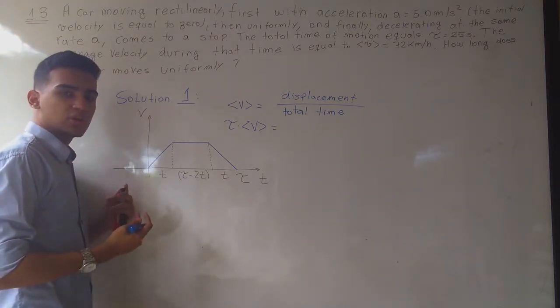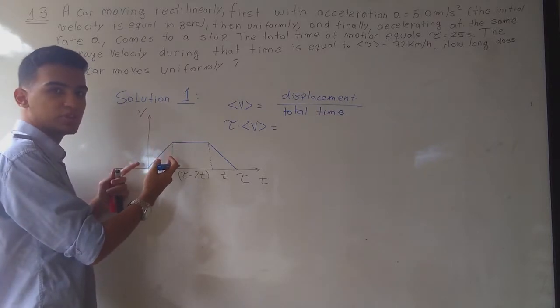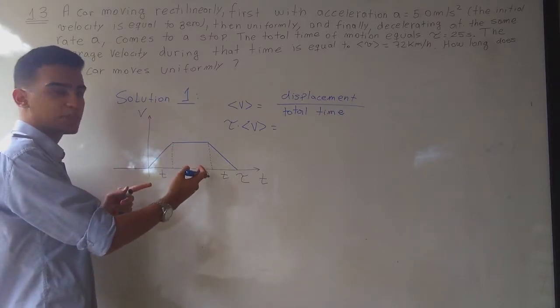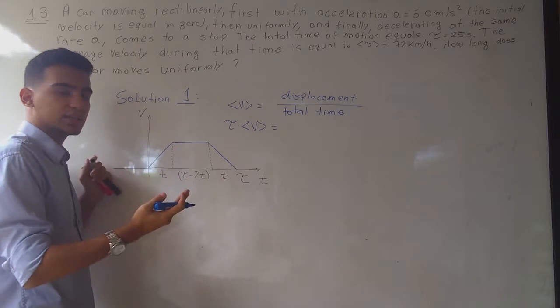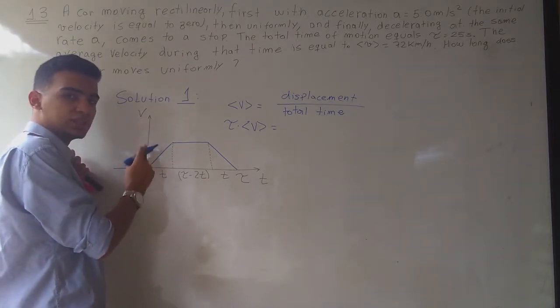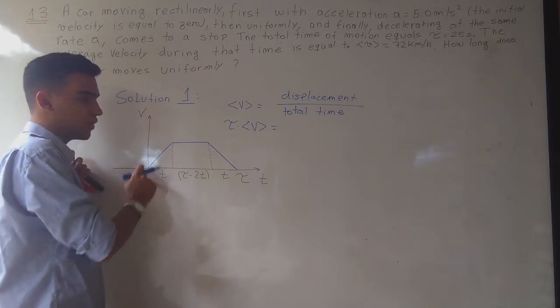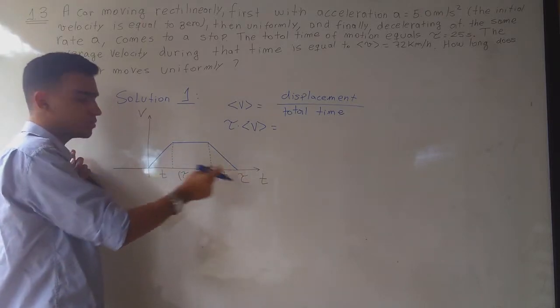It's the sum of the distance covered by the first part of the motion plus the second part plus the third part. Why? Because the object starts from rest. The distance is 0 at the beginning. So the final position is just the sum of the positions.